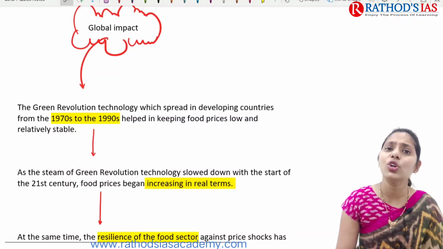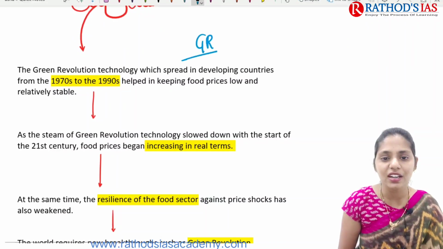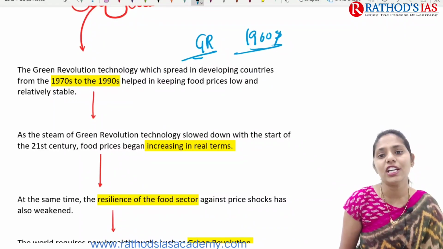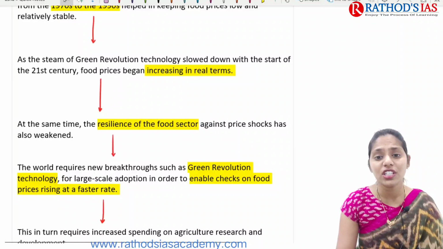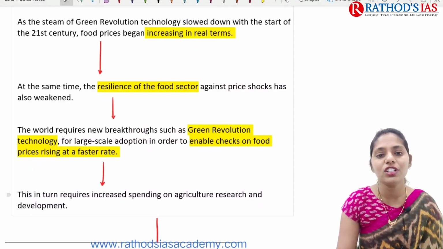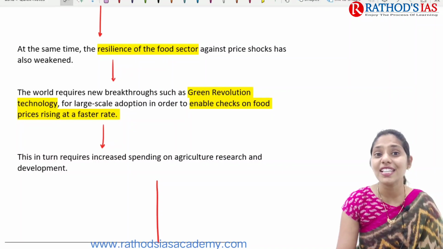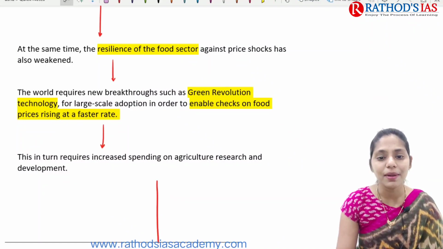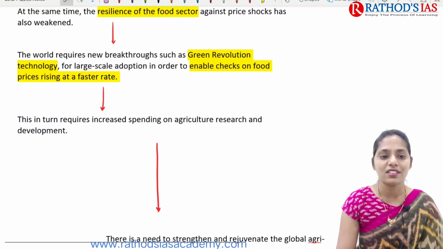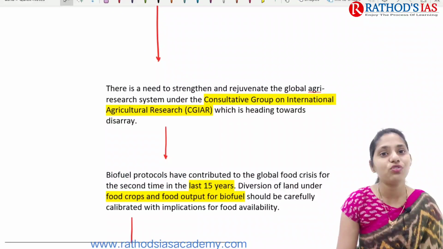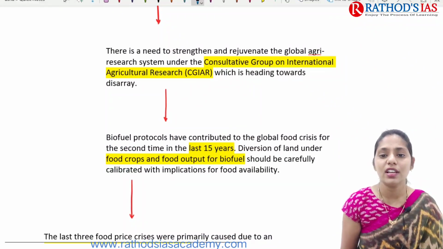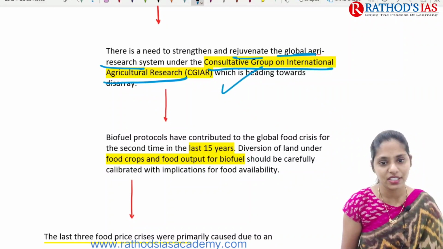If we are talking about what will be the global impact, as you all know, we came up with the green revolution in the 1960s, and because of this green revolution in India, food production increased. Okay, food production in India. But the momentum of this green revolution technology mainly slowed down at the start of the 21st century, because of which we can see an increase in food prices in real terms. So here we need to focus on the resilience of the food sector and on price stability as well. Okay, so we need to check food prices rising at a much faster rate, and we need to focus on research and development in agriculture such that we can increase food productivity, and there is also a need to strengthen and rejuvenate the global agri research system under the Consultative Group on International Agricultural Research.